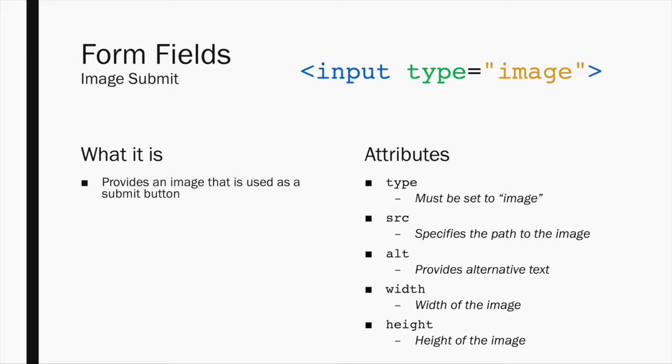Next are image submits. These aren't used very widely nowadays, but they're still a good thing to keep in mind when you're creating different forms and fields. An image submit button is used to have an image as the submit button instead of just a submit button by itself. You can use different attributes such as type, which must be set to image, src, which is similar to the image tag and specifies the path to the image, alt, which provides alternative text, and width and height, which specify the actual size of it. Based on this, you will be able to have an image instead of a submit button on your form.